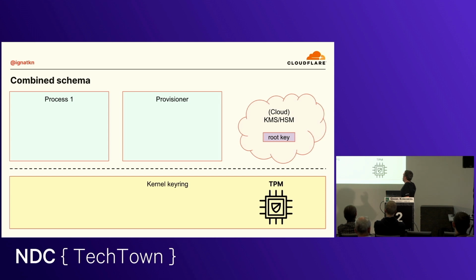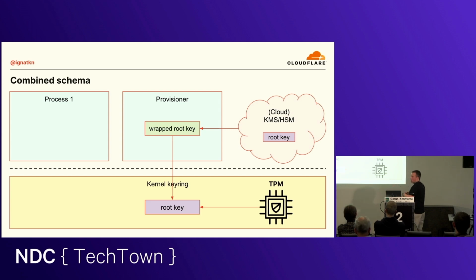So we wrap that root key to a particular TPM, and then deliver that key to a particular device or a server to the kernel keyring. So we use the TPM once to unwrap that root key, but all the other keys, all the applications' keys are just simple encrypted keys wrapped with that root key.